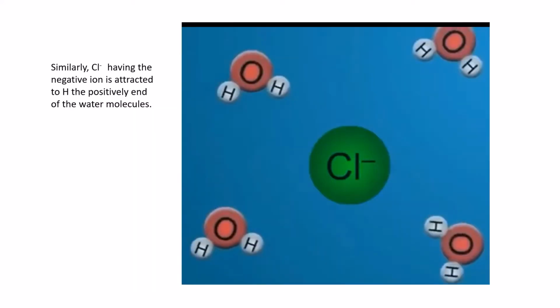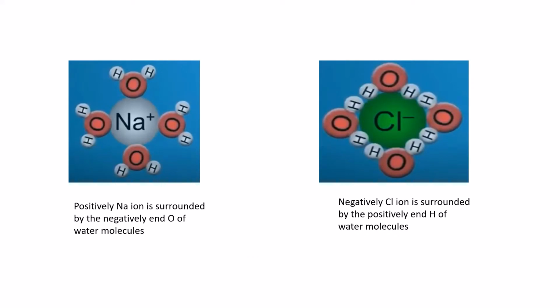Similarly, chlorine, having the negative ion, is attracted to hydrogen, because hydrogen is the positive end of water molecules. The positive sodium ion is surrounded now by the negative end, oxygen, of water molecules. On the other side, the negative chlorine ion is surrounded by the positive end, hydrogen, of water molecules.